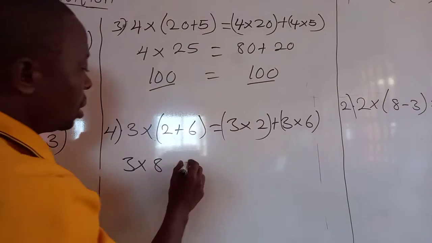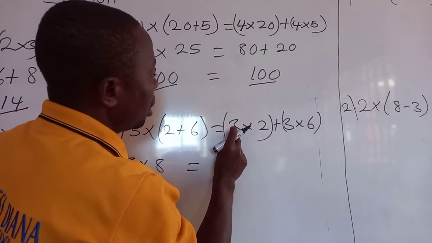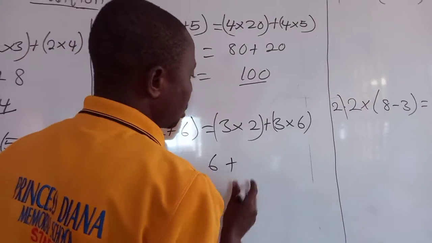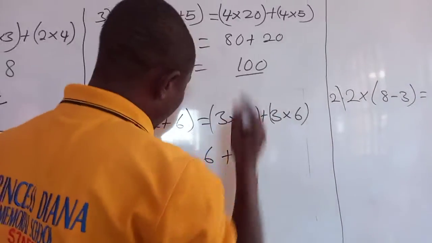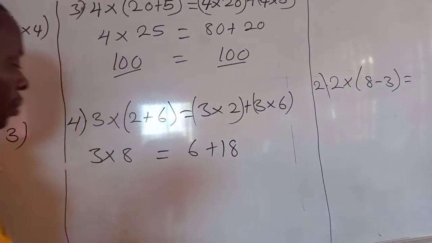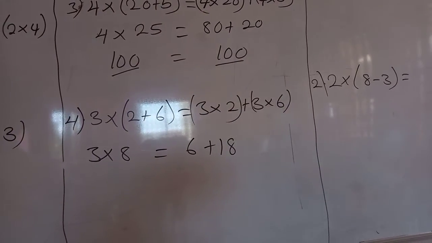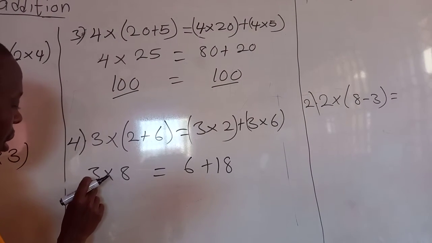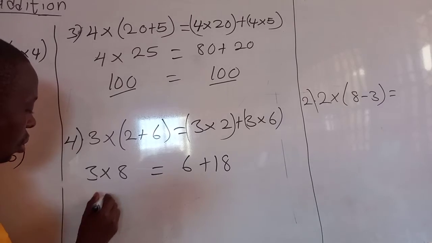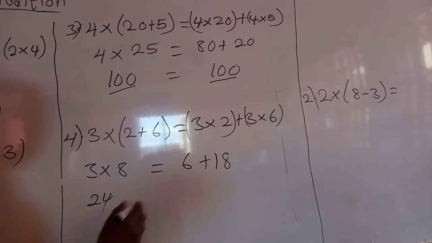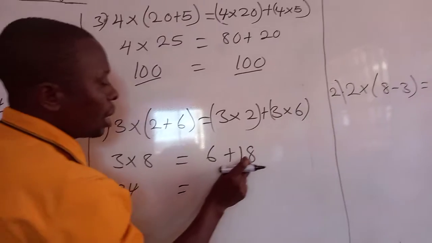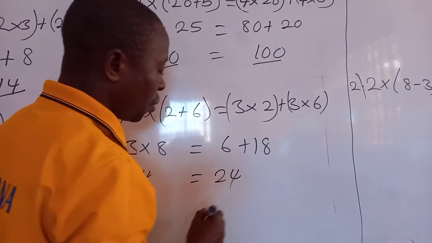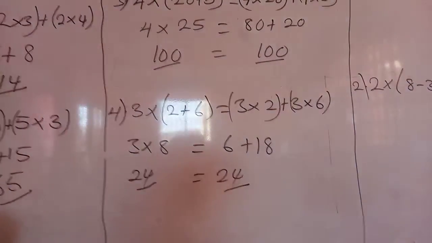And this will be equal to 3 times 2, which will be what? 6, and plus 3 times 6, which is what? 18. Very good. Then 3 times 8 will be what? 24. Then when we add 6 plus 18, it will give us what? 24. Very good.